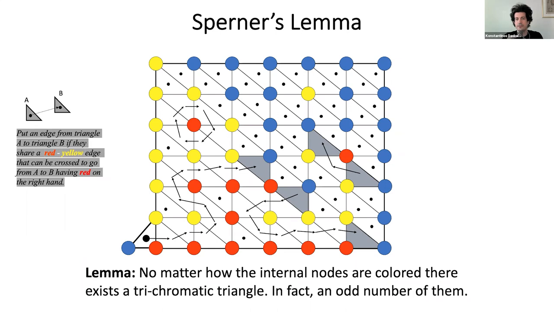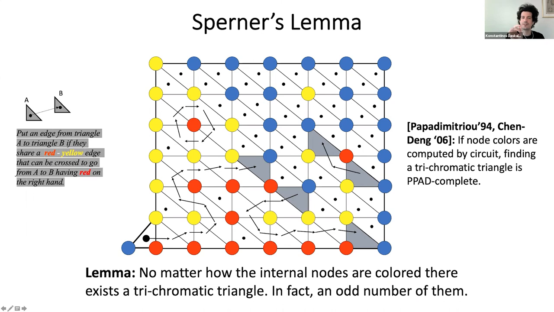Okay, but importantly, if I give you a circuit that, similar to what we do with first order methods in optimization, if you query it, it gives you the color of a point, it is PPAD complete to find a trichromatic triangle. And if you have black box access to it, you can prove it takes exponentially many queries to find the trichromatic triangle. If you have white box access to it, it's PPAD complete to find a trichromatic triangle.